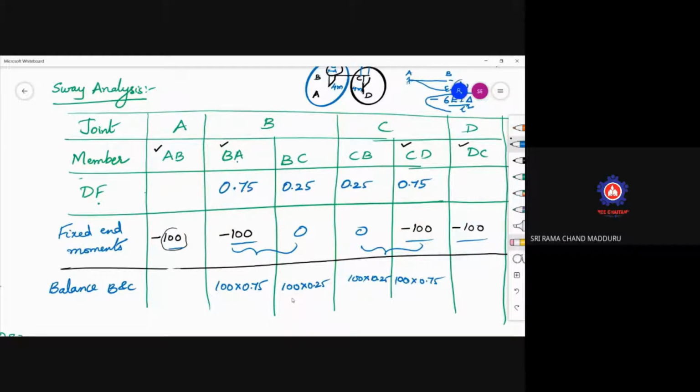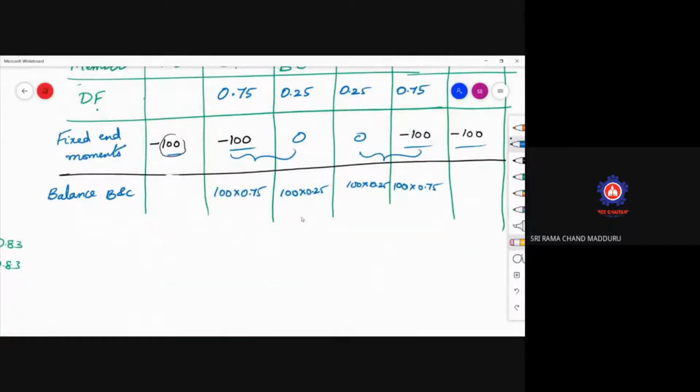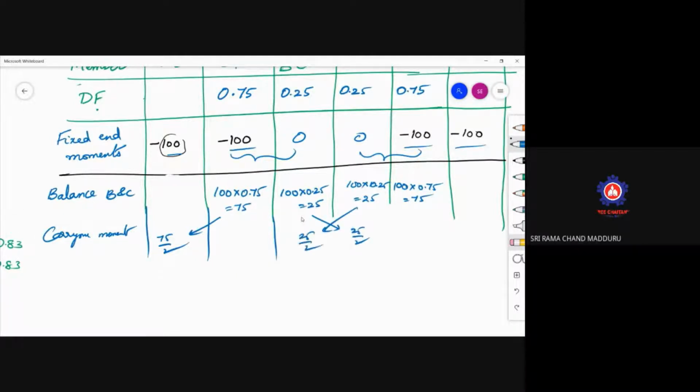Here this is 100 into 0.75. Easily I can write down 75. This is 25. This is 25. This is 75. Now the carry over moment is there. So what is the carry over moment from here to here? 75 by 2. For 25, 25 by 2. Here, 25 by 2.